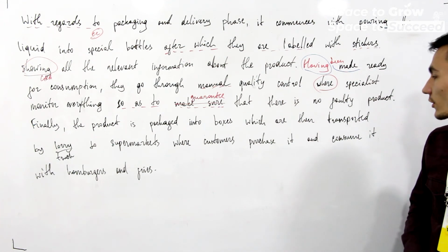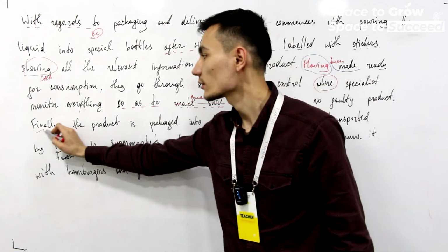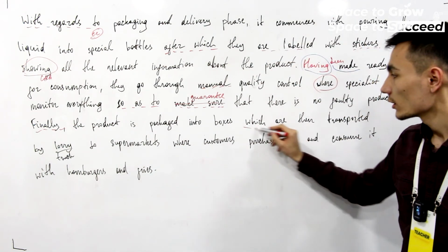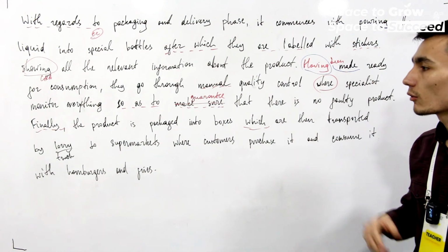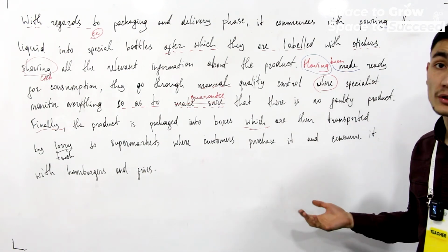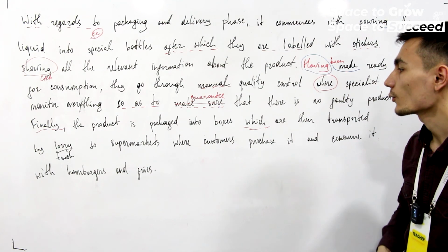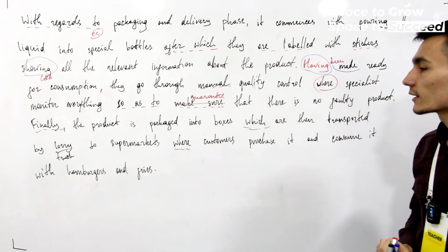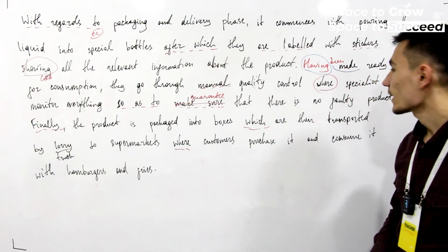So I tried my best here. As you see, I said finally, so to show that it's like the end. The product is packaged into boxes, relative clause, which are then transported by lorry or truck, depending on American English, British English, which one would you prefer, to supermarkets where, again, relative clause, customers purchase it and consume it with hamburgers and fries.